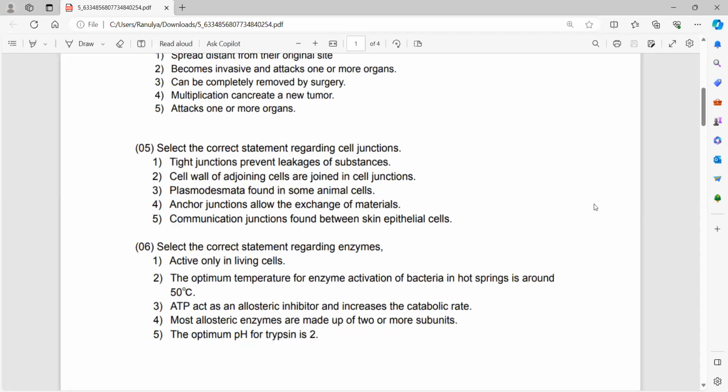Right? Fourth one. Most allosteric enzymes are made up of 2 or more subunits. That is correct. Then optimum pH for trypsin is 2. No, it is 8. Answer number 4.